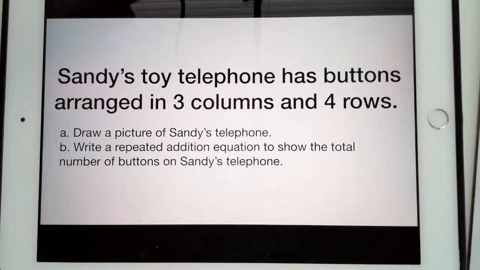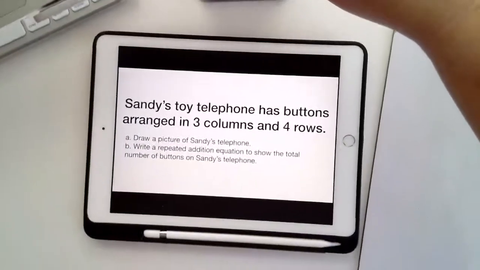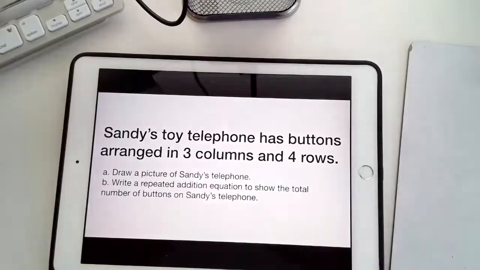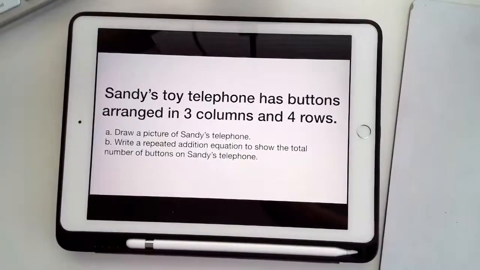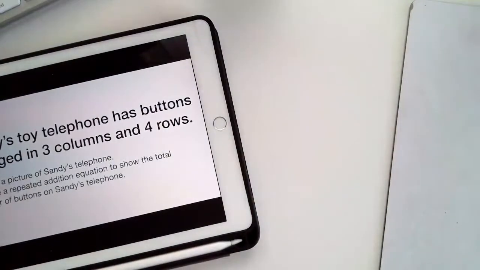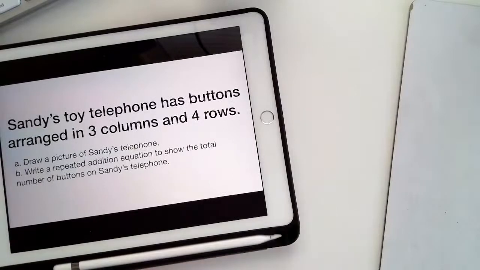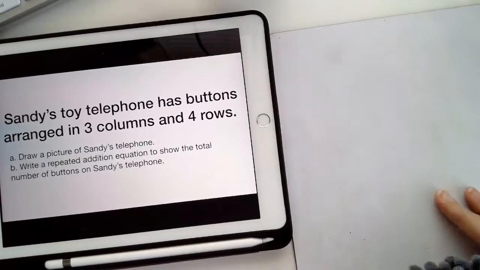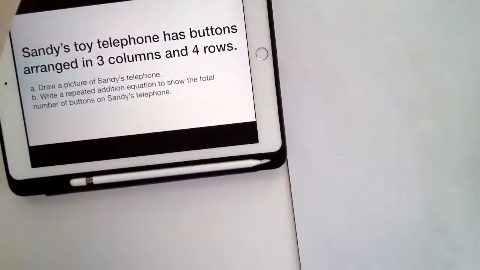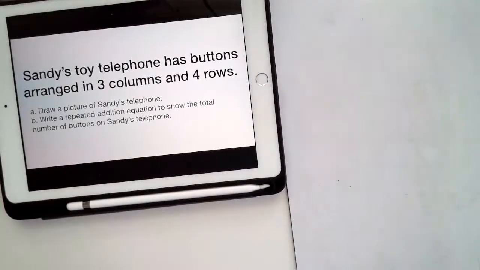First, let me go ahead and get my whiteboard out so that I can draw it, because the first part of the question asks that we draw the telephone. Let me adjust this camera and move this to the side. Let me make sure you can still see the question. There we go. And then let me get my board. Okay, first we need to draw a picture of Sandy's phone.